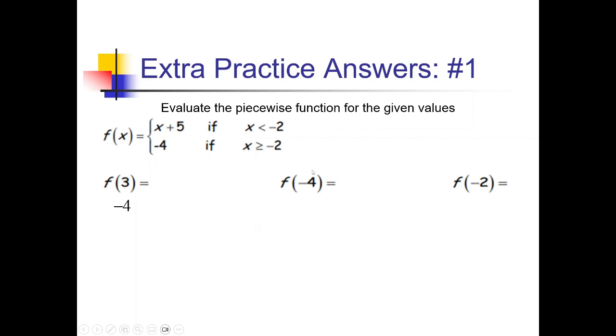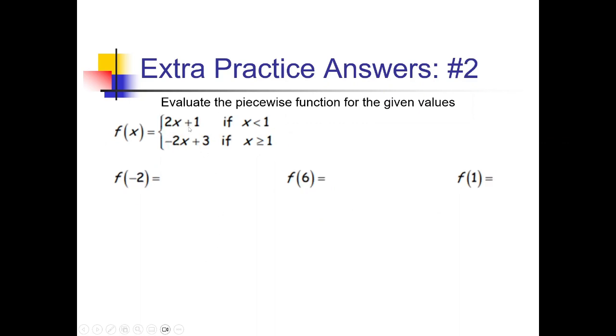So for this next one, f of -4, -4 is less than -2. So we're going to use this first rule here. We're going to do -4 plus 5, which simplifies to +1. And then finally, -2. -2, that's on the border. That's actually in the second rule because it's greater than or equal to -2, so that covers that case. So we just return -4 for that.